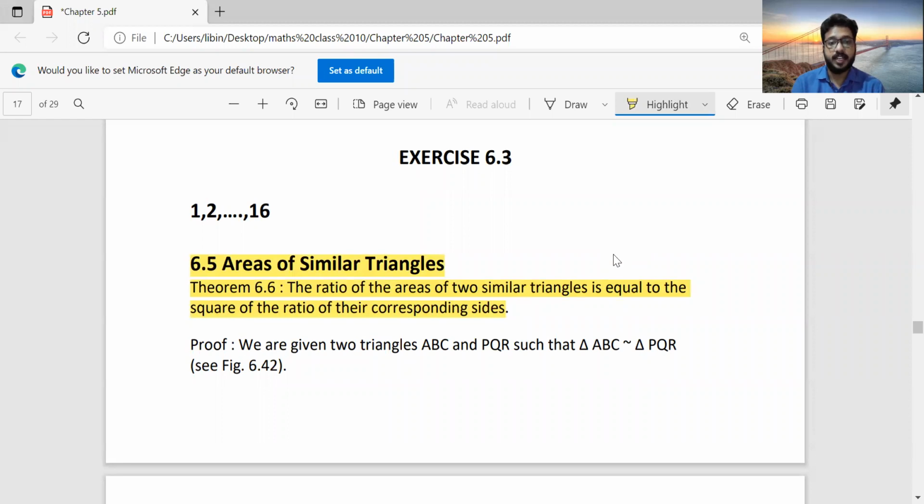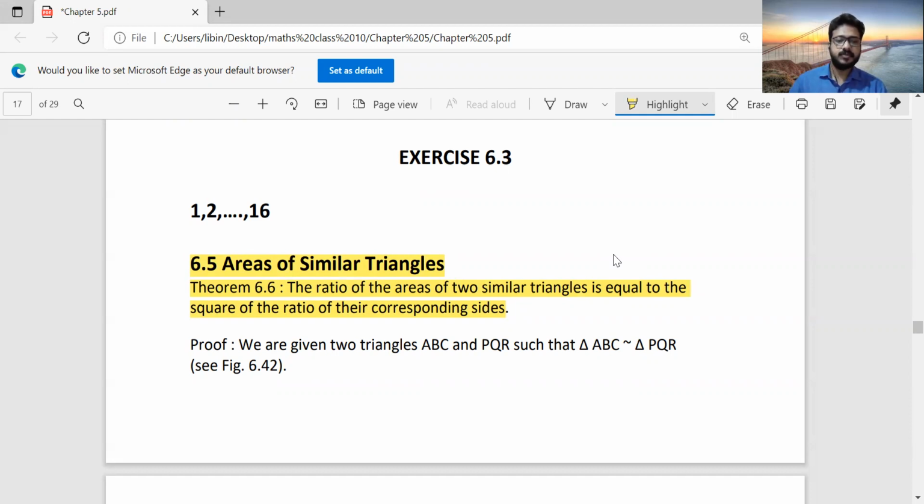Okay, the ratio of the areas of two similar triangles. Suppose there are two similar triangles, and first of all we are finding their areas, and then the ratio of those two areas is equal to the square of the ratio of their corresponding sides. Since they are similar, they have corresponding sides, and we are taking the ratio of those two sides. Let us see what this theorem implies.